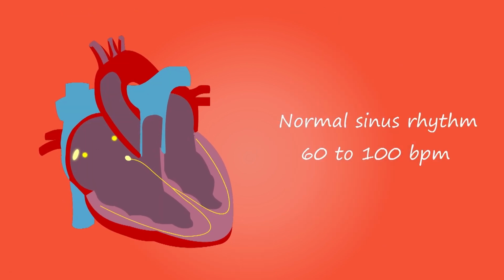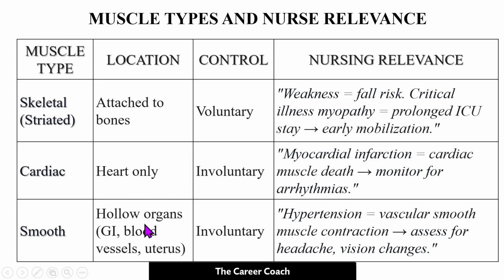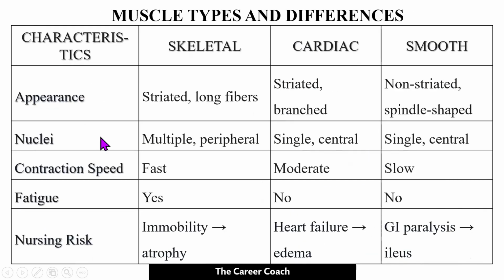The next one is smooth muscles. Smooth muscles are located in hollow organs such as gastrointestinal organs, blood vessels, and uterus. They are involuntary. Nursing relevance for smooth muscles are in hypertension. Excessive vascular smooth muscle contraction will lead to hypertension. There is therefore need to assess for headache and vision changes, which are symptoms of hypertension.